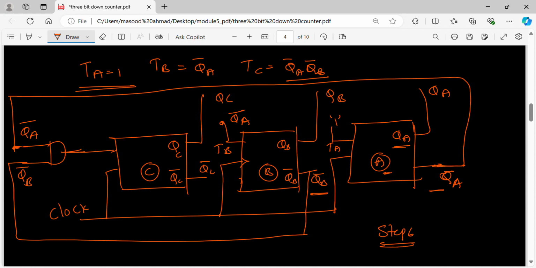So how exactly will it start? It will start with 1 1 1 and count down to 0 0 0. Whatever value you load, anywhere, say you load 1 1 0 and start working, it will become 1 0 1, then this is 5. Next 4, 3, and so on. This is how one can work with a 3-bit synchronous down counter.